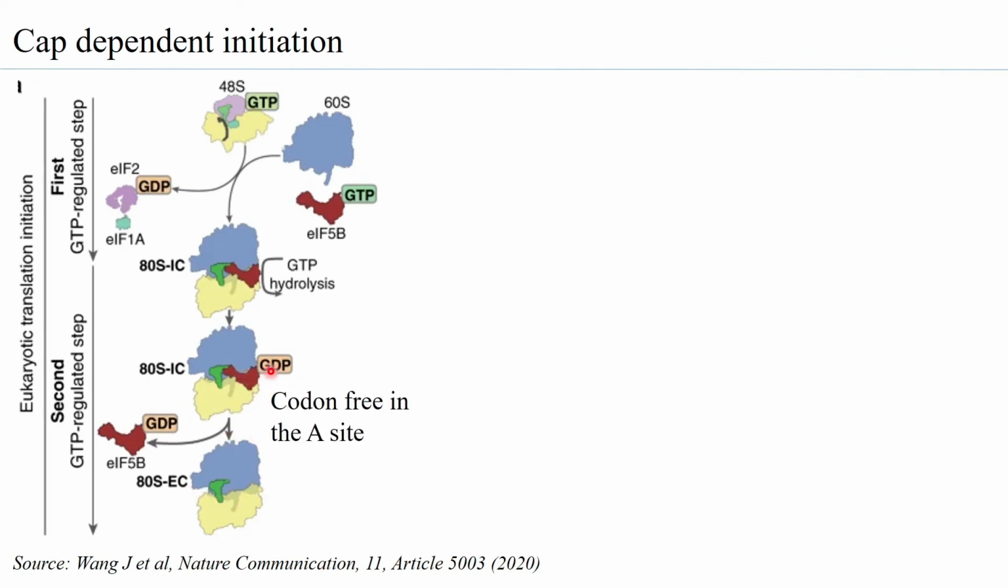And with the EIF5B getting released, what is also observed is that the A site is now completely free. Nothing is bound to that A site, and so you can have a cognate tRNA coming and binding to the A site. So therefore, it is ready for elongation.